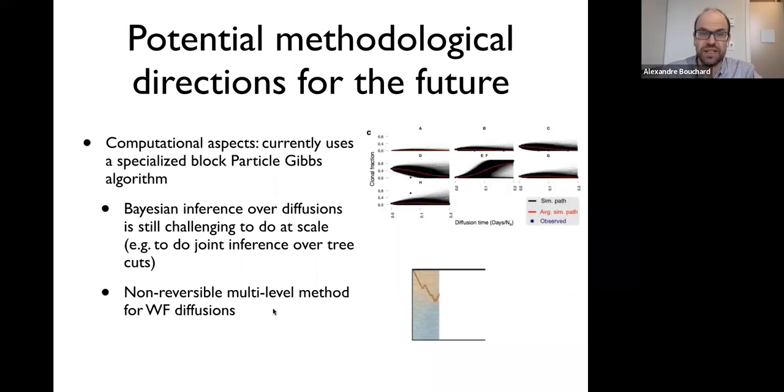There are also computational aspects. Currently we use this very nice specialized block particle Gibbs sampler, but there might be ways to speed up the inference based on, for example, multi-level methods, which are quite popular in the stochastic PDE literature.